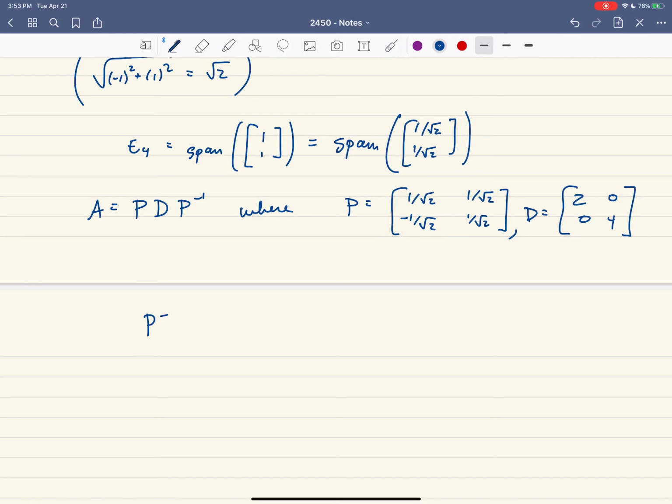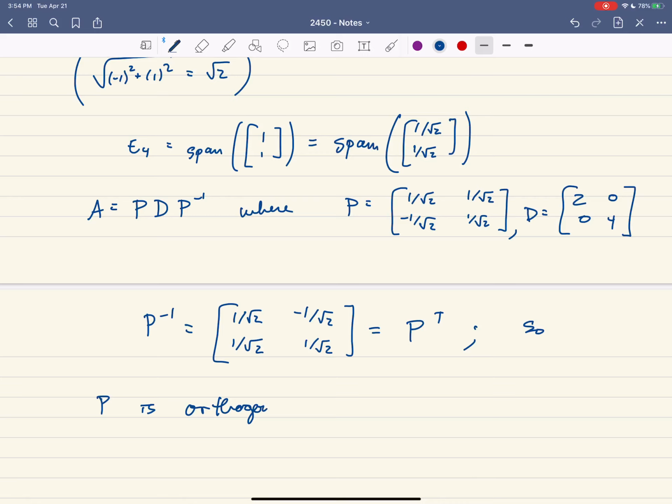P inverse, it turns out, is going to be the matrix 1 over square root of 2, negative 1 over square root of 2, 1 over square root of 2, and 1 over square root of 2. And you can check that. So therefore, A is orthogonally diagonalizable because this is nothing more than P transpose. Right? So P is orthogonal, and hence A is orthogonally diagonalizable.